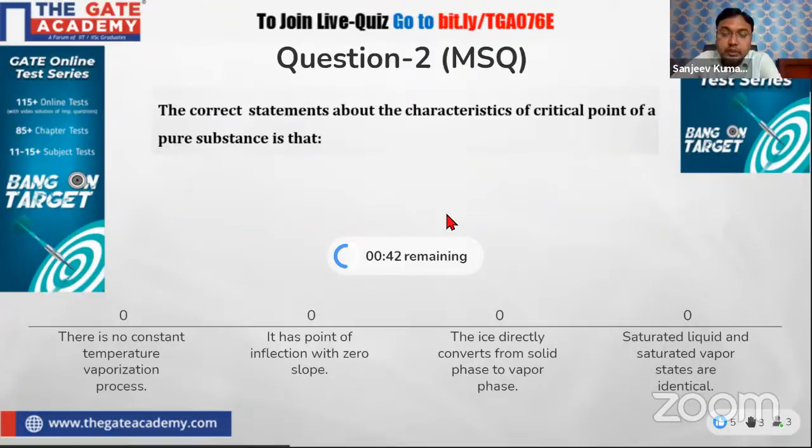Important points are definitely there for the critical point when we understand the definition of critical point. So these points will be in the mind. And we can also represent the critical point on the TS diagram in the vapor dome for the pure substance. Only 10 seconds are remaining. Please give the answers.